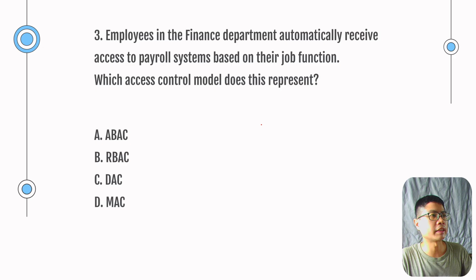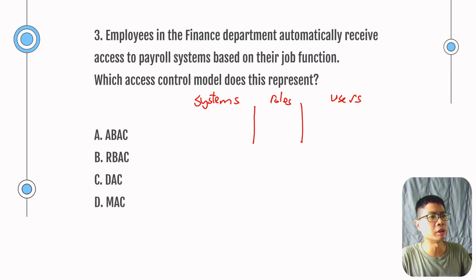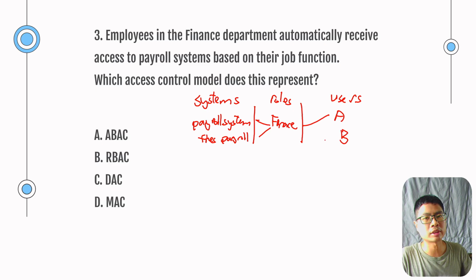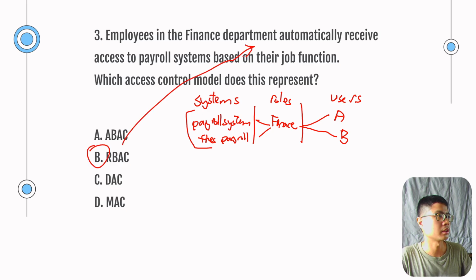Question 3. Employees in the finance department automatically receive access to payroll systems based on their job functions. Which access control does this represent? We have seen this earlier as well. We were talking about systems, then roles, and then the users or employees. In this example, we have the payroll system and certain files related to payroll, and all of these are mapped into the finance role. Whichever employee joins, let's say B newly joins the team, will just be allocated this role and has access to all of this system automatically. And so this is RBAC here.